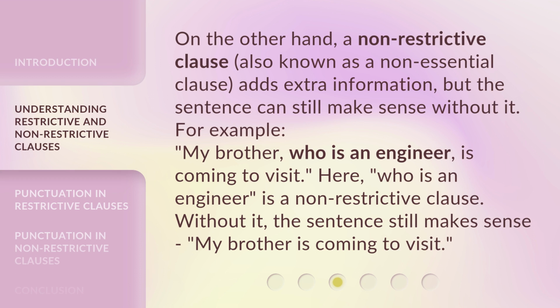On the other hand, a non-restrictive clause, also known as a non-essential clause, adds extra information, but the sentence can still make sense without it. For example, my brother, who is an engineer, is coming to visit. Here, who is an engineer, is a non-restrictive clause. Without it, the sentence still makes sense: my brother is coming to visit.